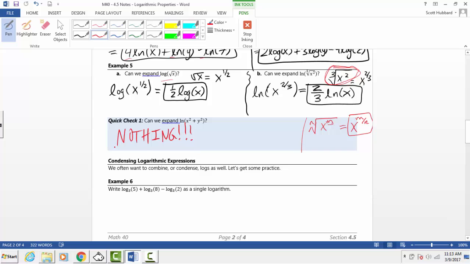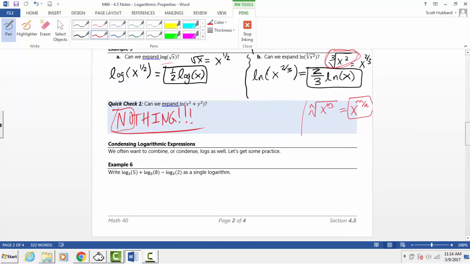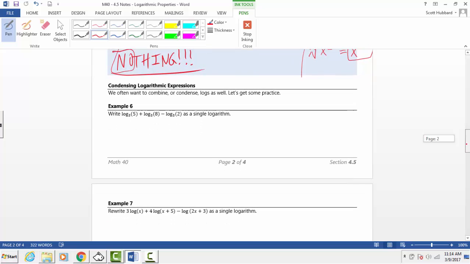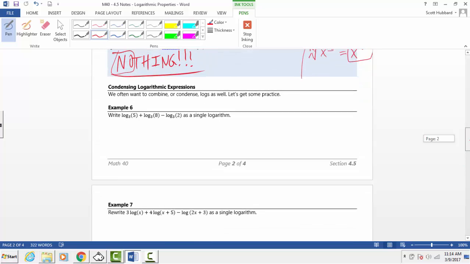And we're back. Nothing is the answer. There's absolutely nothing we can do to this log. This doesn't have a product or a division in it, so we can't expand it. So the answer is no. Can we expand it? No. I guess I should write no, not nothing, but we cannot expand that at all. If you see addition or subtraction inside the log, that's a no-go. You can't do anything.